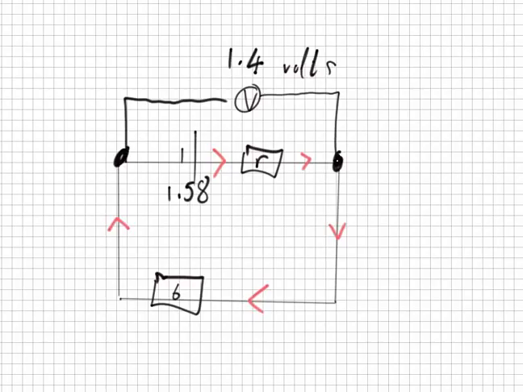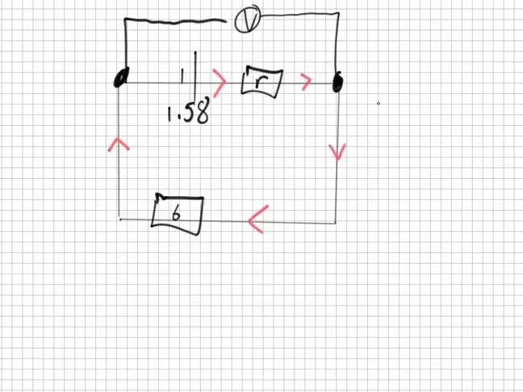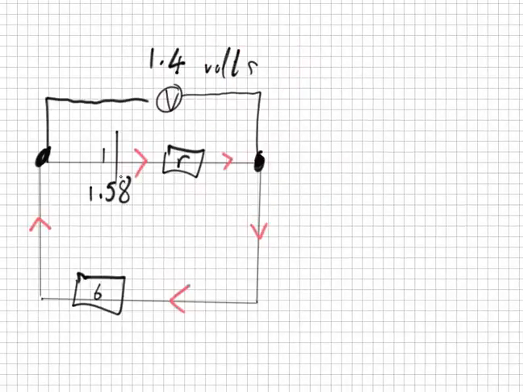Okay, so now, if the reading on the voltmeter is 1.4, calculate the resistance here. So we know that this here is 1.4 volts. Now, let me draw the current in. So which way is the current going? Well, it'll be going this way.